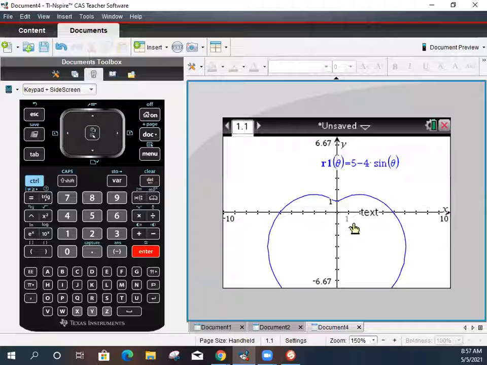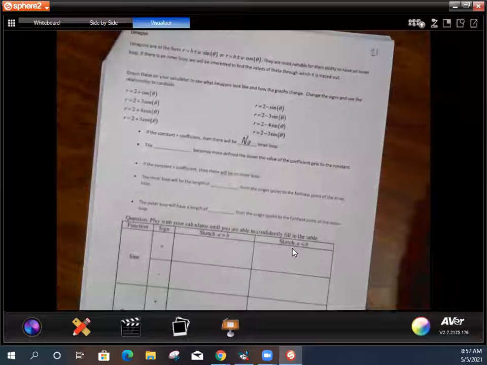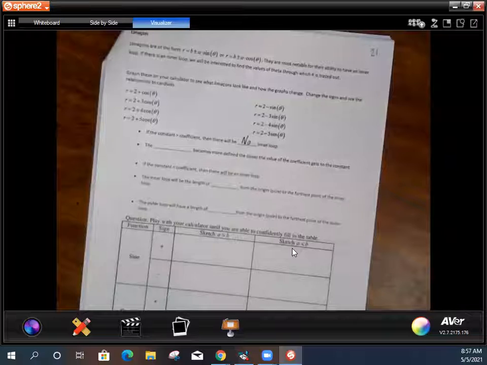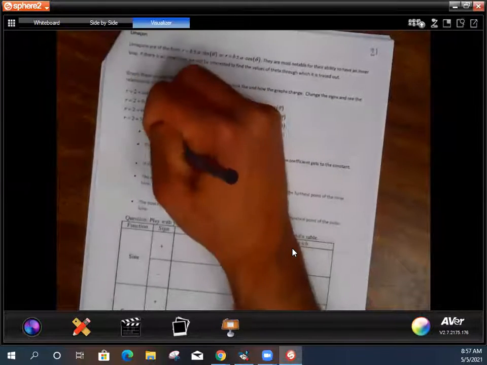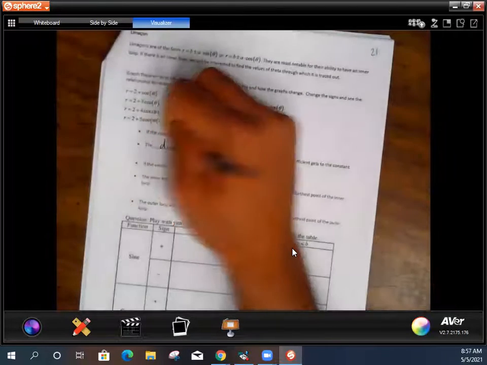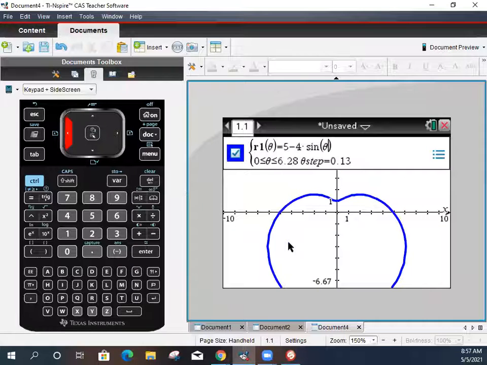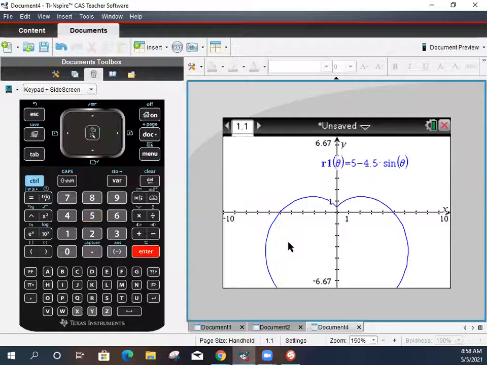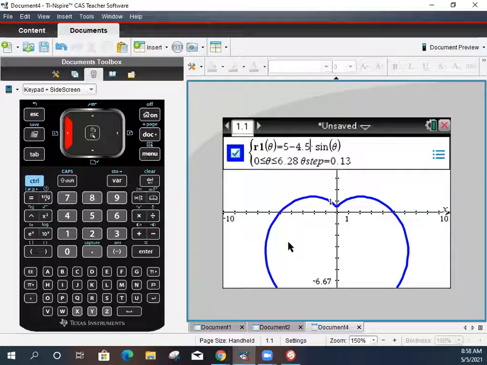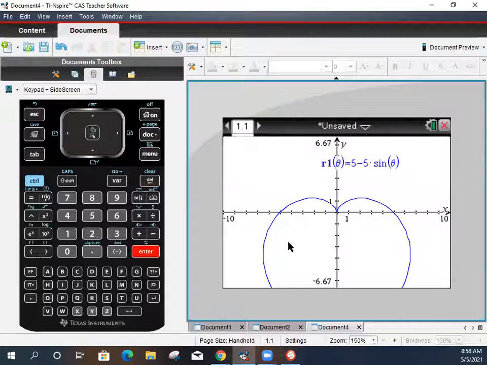All right. And the next blank here is: the blank becomes more defined the closer the value of the coefficient gets to the constant. That would be the dimple, which has to be a mathematical term because it's in the notes. So what does that mean? Well, as you make this coefficient closer to 5, that dimple is going to become more defined, and it looks more like a heart, which is why it's called a cardioid, obviously, because cardio means heart.